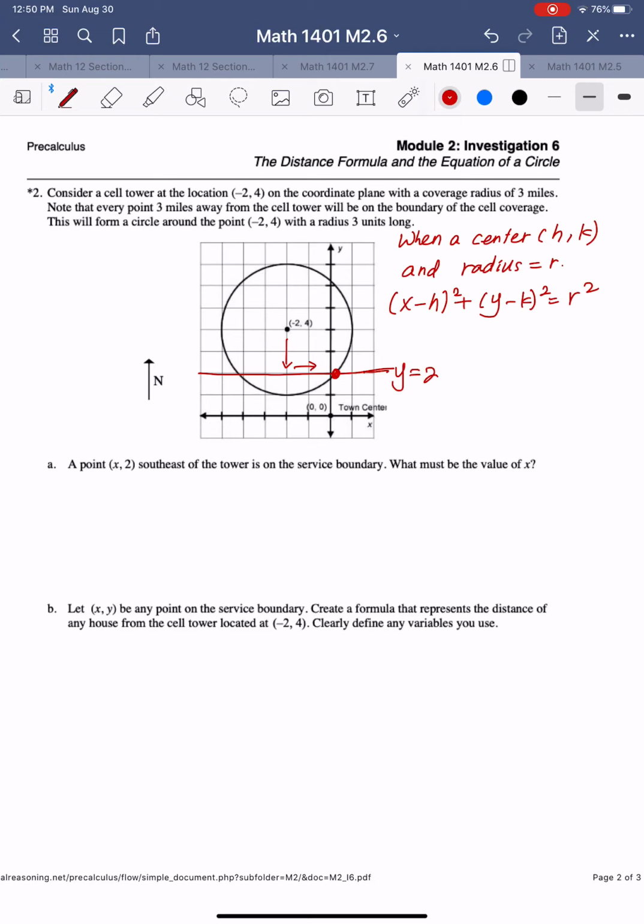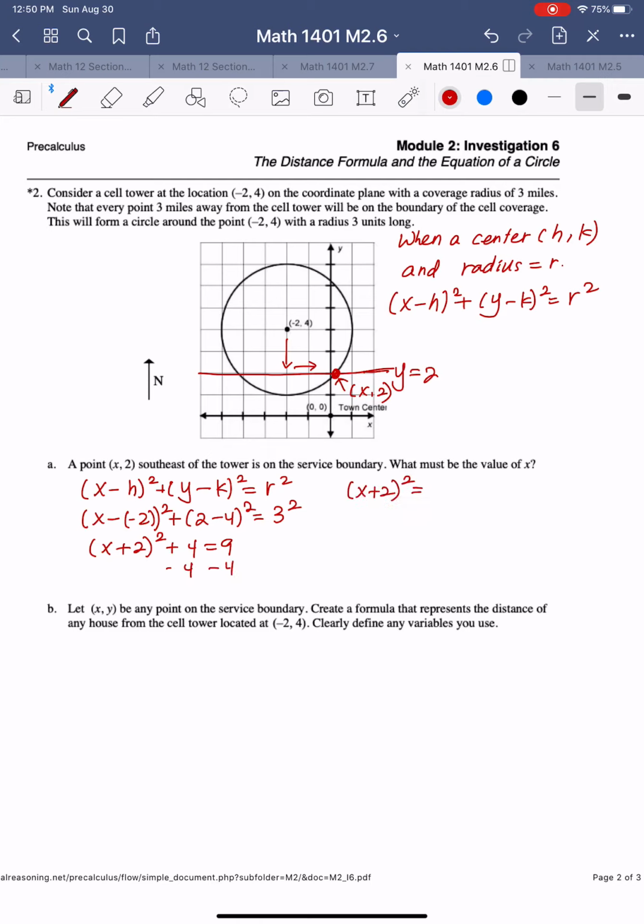So in order to find this, I know that this point is x and 2, isn't it? So the circle formula is x minus h squared plus y minus k squared equal to r squared. So x is x, but h is the center, negative 2. Y is now 2 minus k, which is 4. And then the radius is 3. So if I simplify, I get x plus 2 squared plus negative 2 squared, which is 4, equal to 9. And then subtract 4 from both sides. I'm getting x plus 2 squared equal to 5.